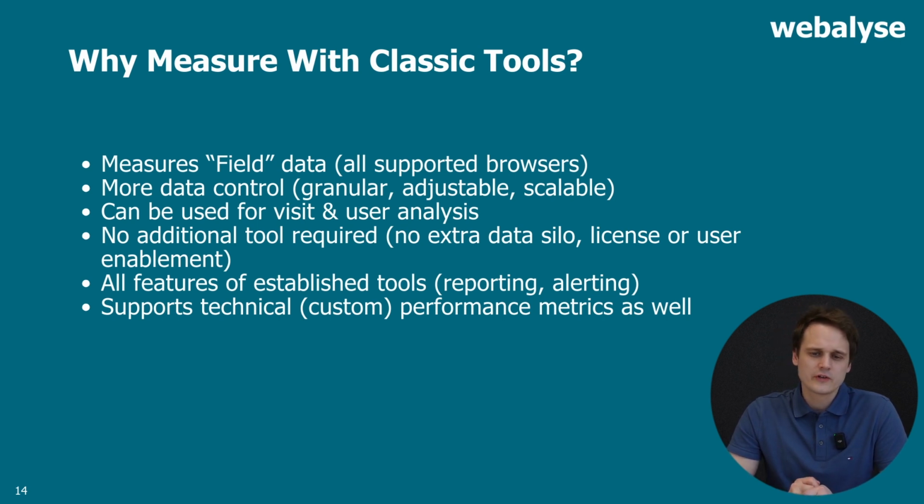Next, there are no additional costs because, of course, if you already have a running license, you can just add the performance tracking as a new tracking feature. There are no extra data silos, no new license needed, or user enablement. Next goes in the same direction. You have all features of an established tool like reporting or alerting. Also, you have a more open data model, meaning you can not only track these Web Vitals provided by Google, but you can also measure custom metrics like technical performance metrics as well.